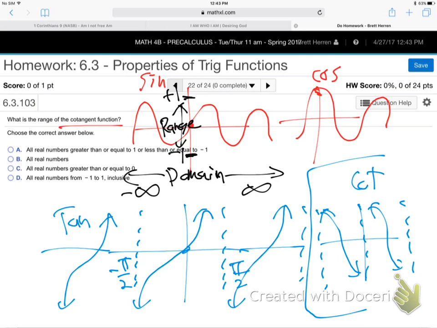So what's the domain and the range? What's the range of tangent or cotan, same thing? How far, how high, how low? -infinity to +infinity. And the domain is everything except those vertical asymptotes, which have to be skipped for the domain. All right, so this one is all real numbers. The range of cotangent is all real numbers. Goes as low as you want, high as you want.